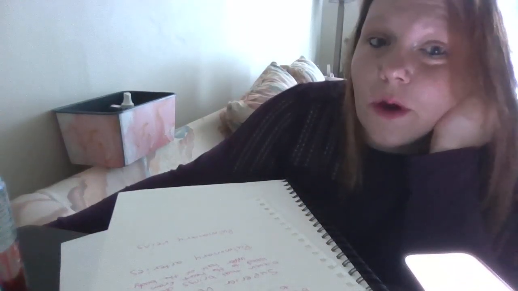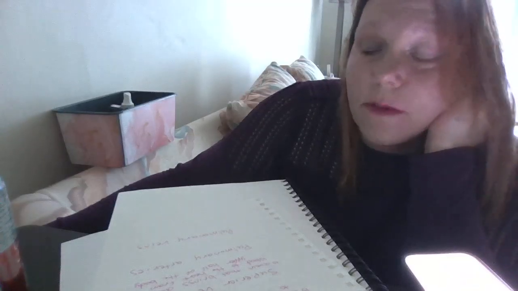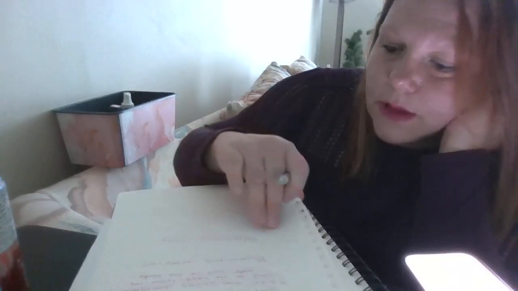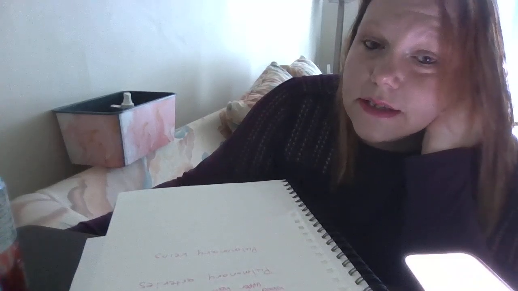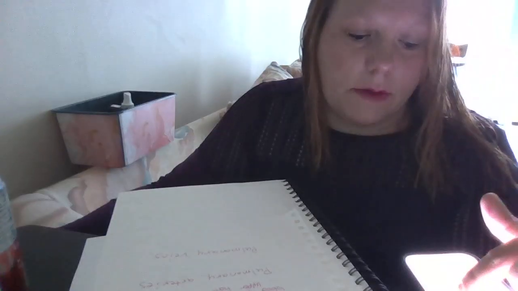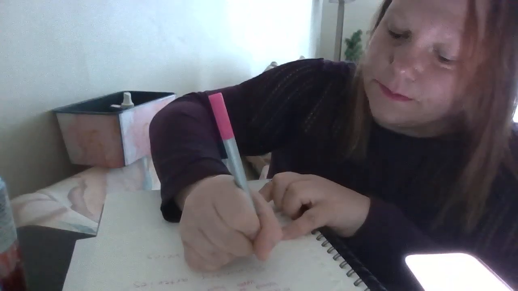Pulmonary arteries. So arteries bring blood away from the heart, and pulmonary veins bring blood towards the heart. So pulmonary arteries bring deoxygenated blood from the heart to the lungs. Let's see if I got that one. Pulmonary arteries carry deoxygenated blood from the heart to the lungs. So I was right.